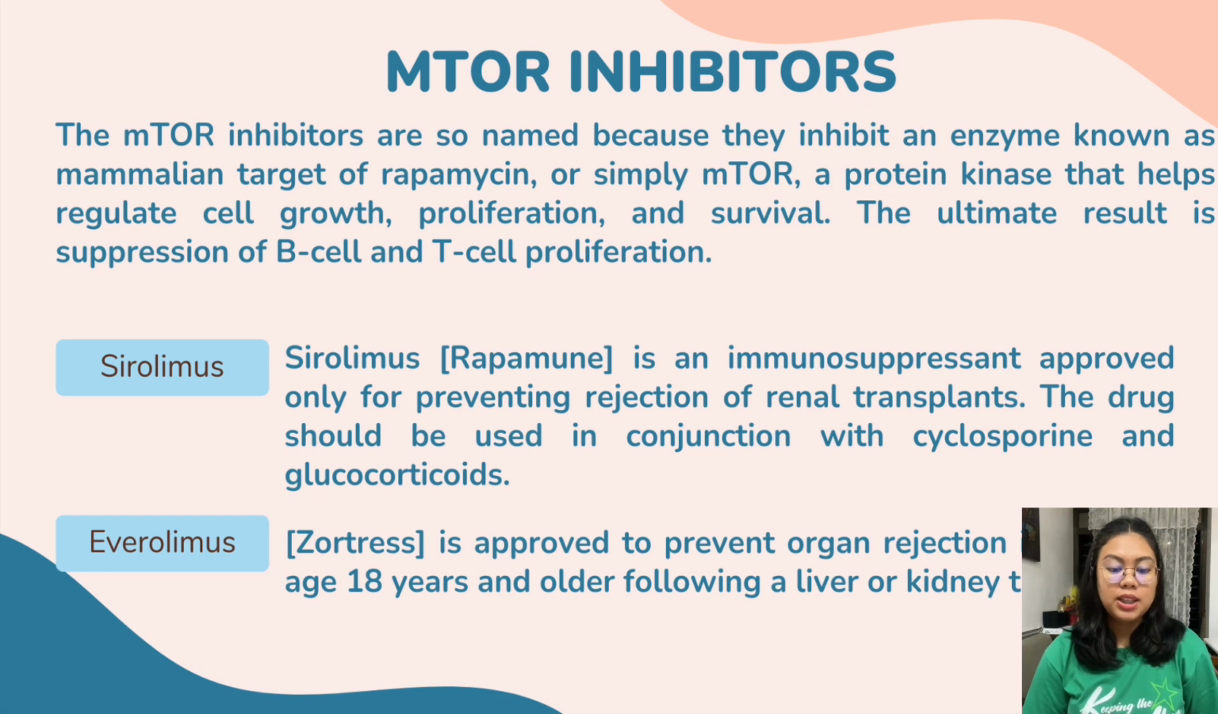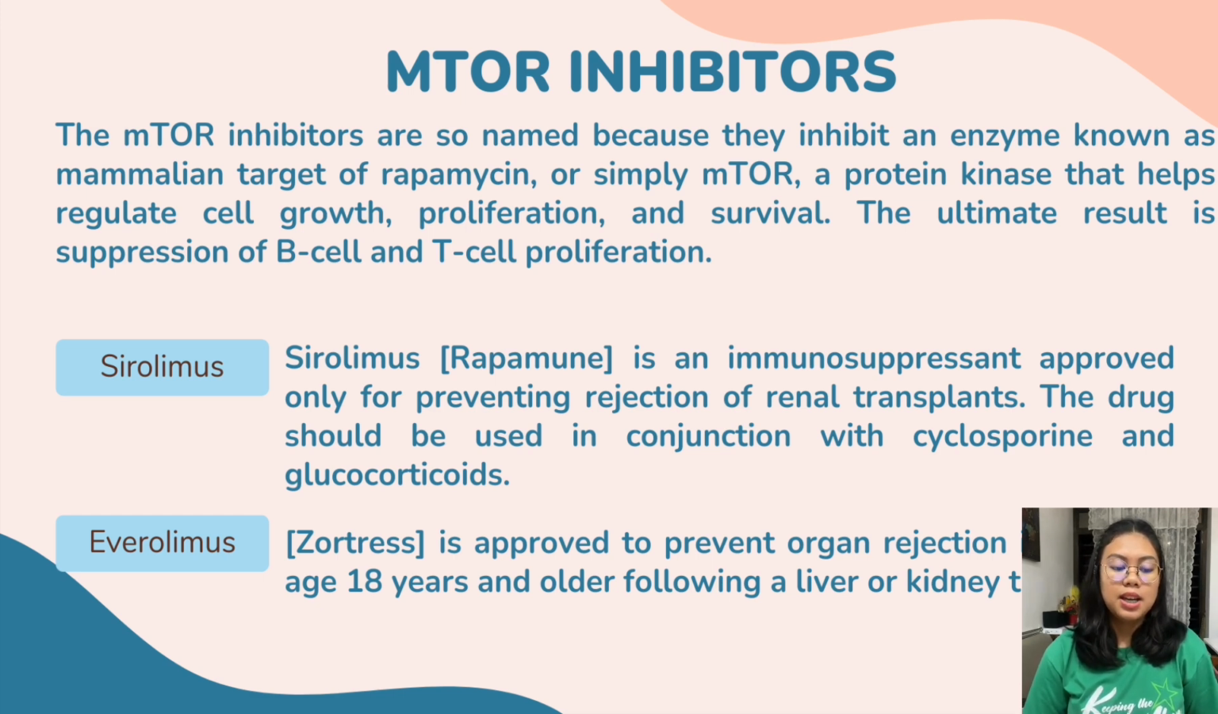For the mTOR inhibitors, it is named so because they inhibit an enzyme known as mammalian target of rapamycin, or simply mTOR, a protein kinase that helps regulate cell growth, proliferation, and survival. The ultimate result is suppression of B-cell and T-cell proliferation.